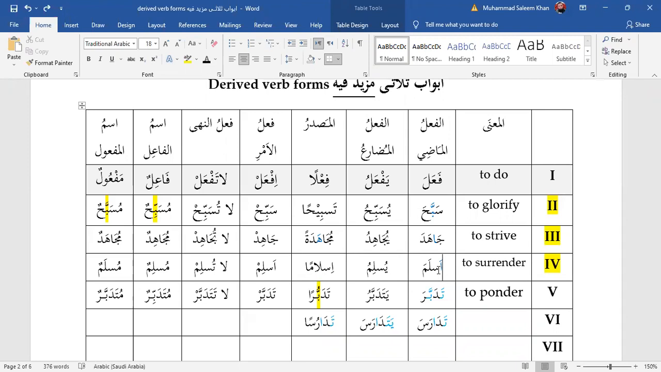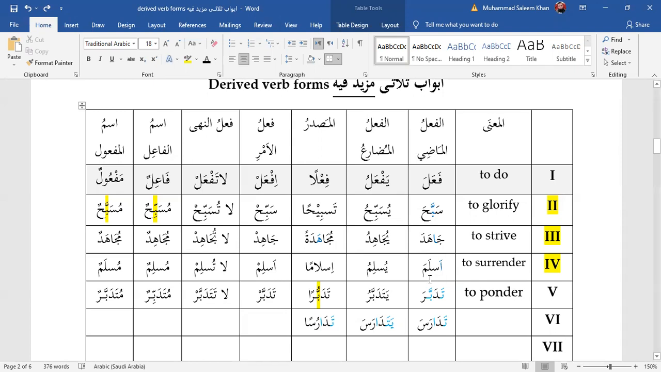But with hamzatul wasl, we don't have to stop. It's in the flow. For example, we say wal asr, wal layl, wal shams. So there is hamzatul wasl. We don't have to stop. We don't have to cut our conversation. So that's why this is called hamzatul qatr.